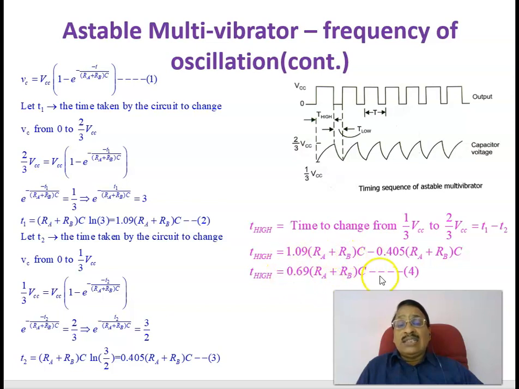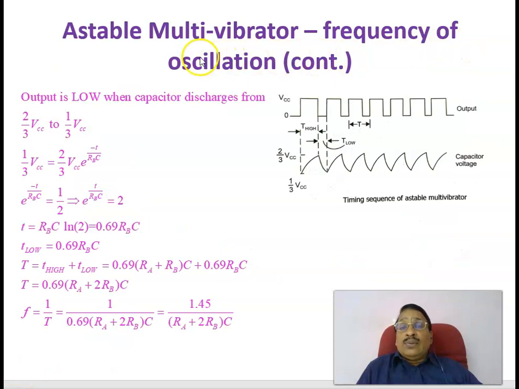Therefore, this is a charging period. That is why Ra and Rb come in. The charging time constant is given by (Ra plus Rb) into C, and the duration T high is given by 0.69 (Ra plus Rb) into C. That is equation 4. This duration is given by this equation.